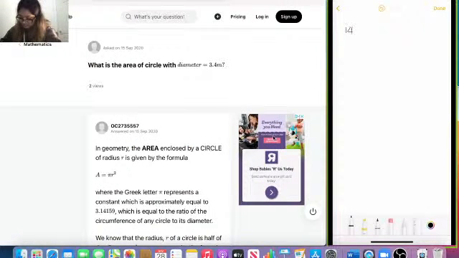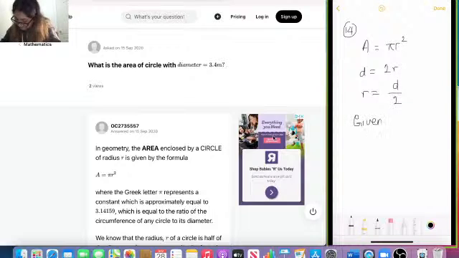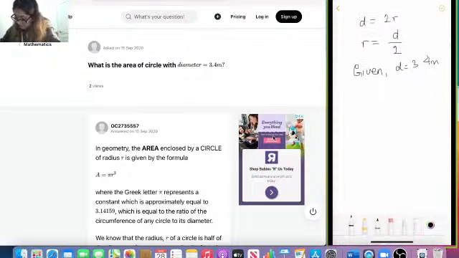Okay, our next question says, what is the area of a circle with diameter equal to 3.4? Okay, so the area of a circle, as we've mentioned before, is pi r squared. And so d is equal to 2 times r, or we can also write r is equal to d over 2. Okay, and we're given d, so given d is equal to 3.4 meters.